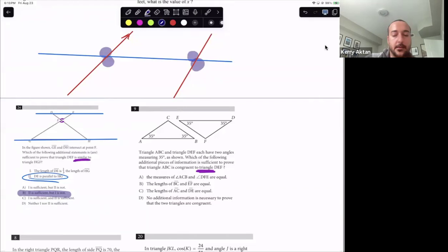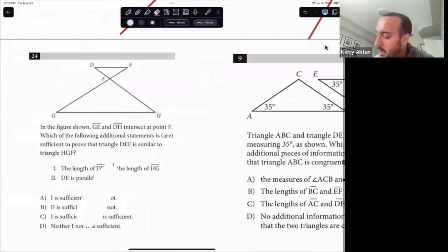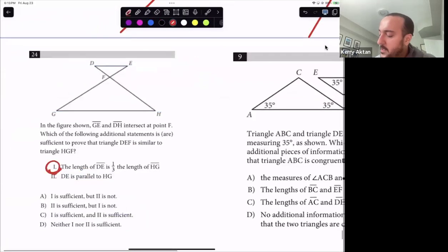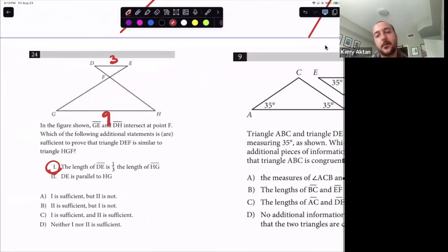Yeah, that's a really good question. I have a student asking, why is one not enough? In other words, he's saying that this is 3 and this is 9. Why is that not enough? That's such a great question. It is relevant.